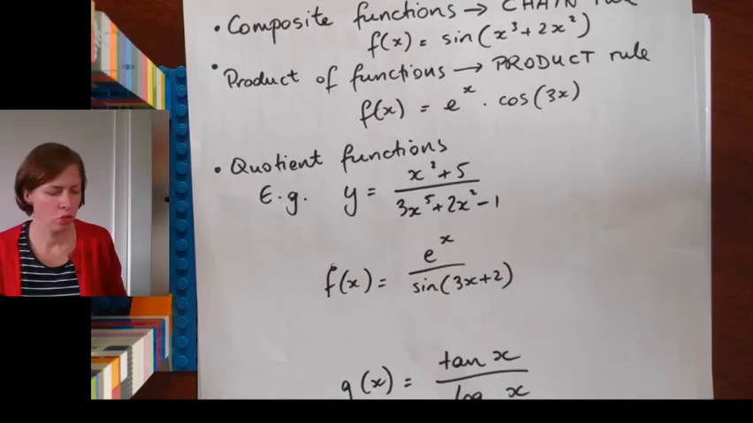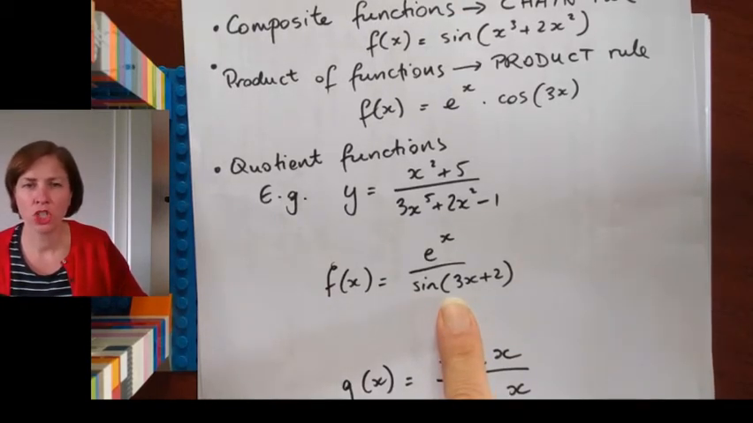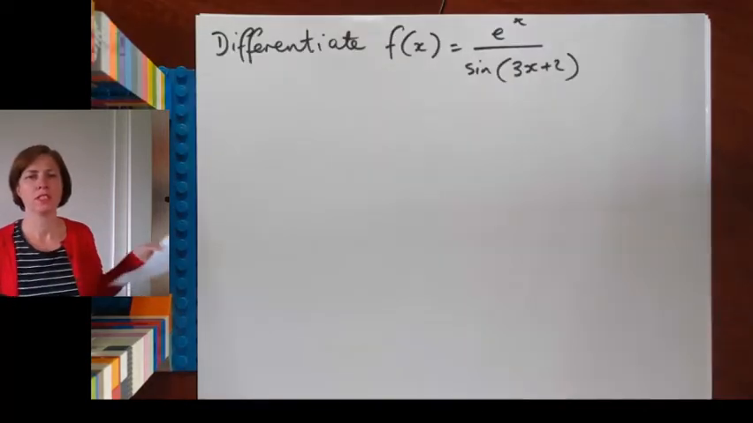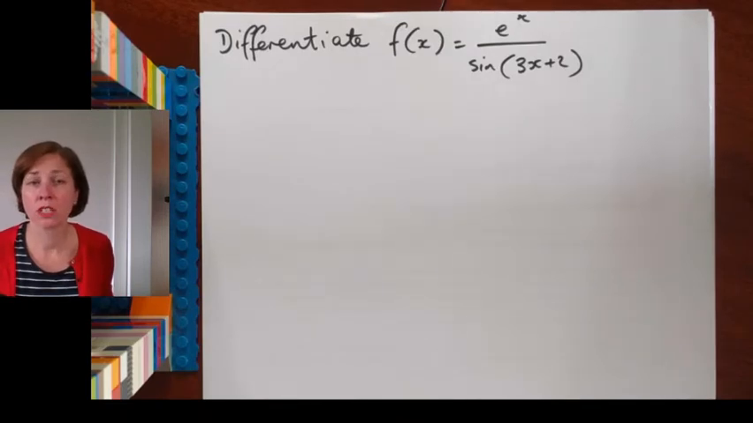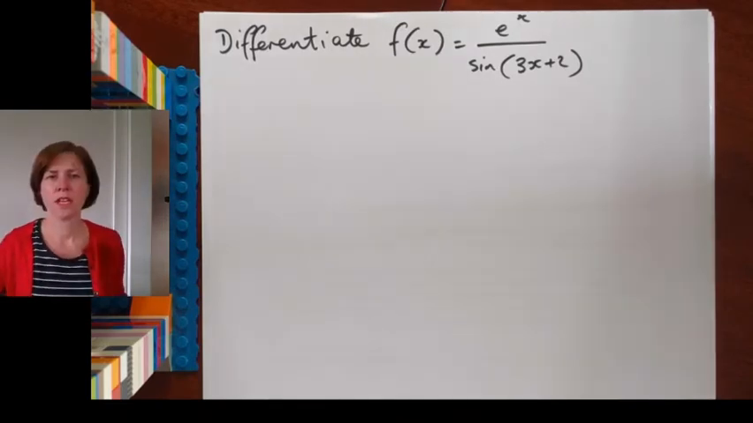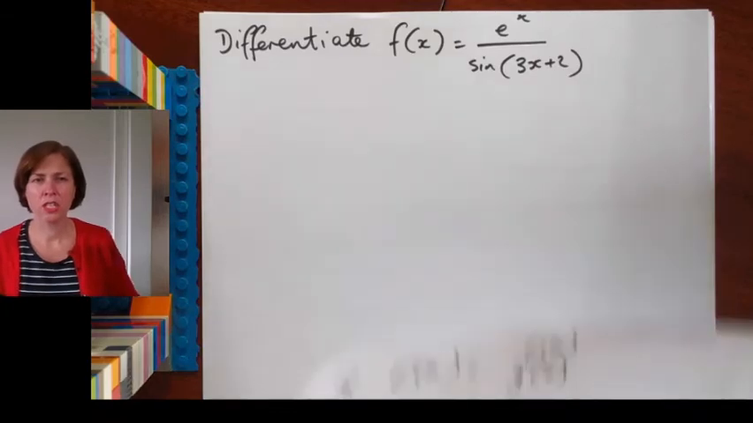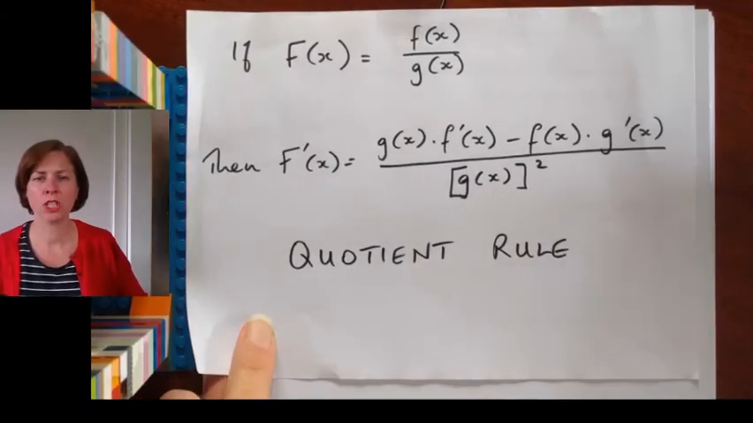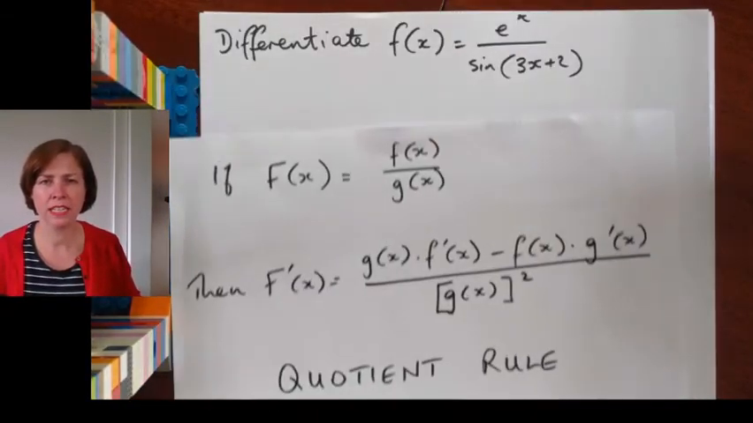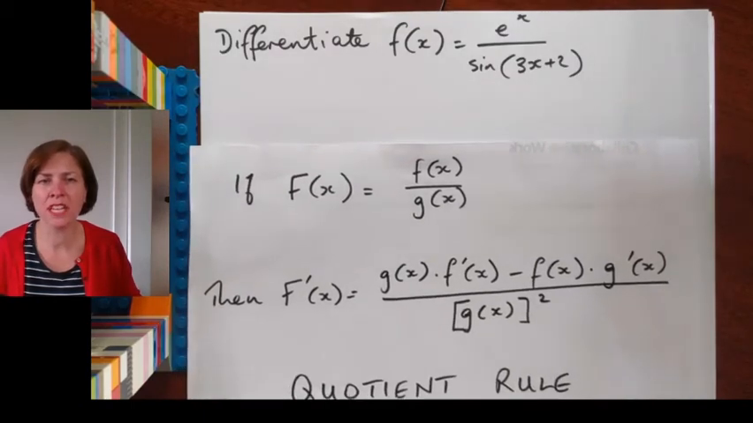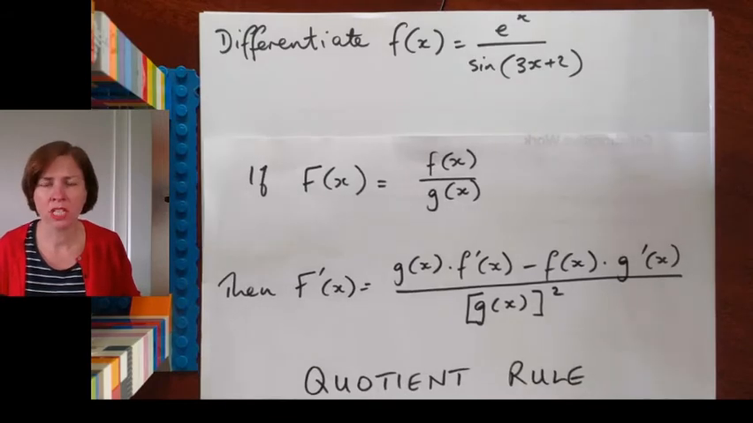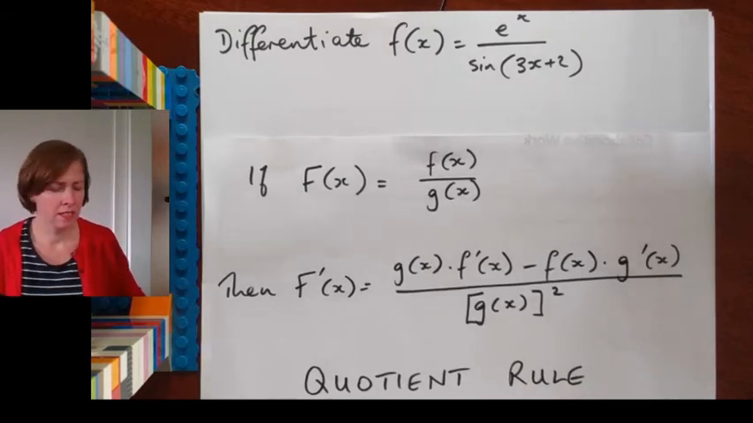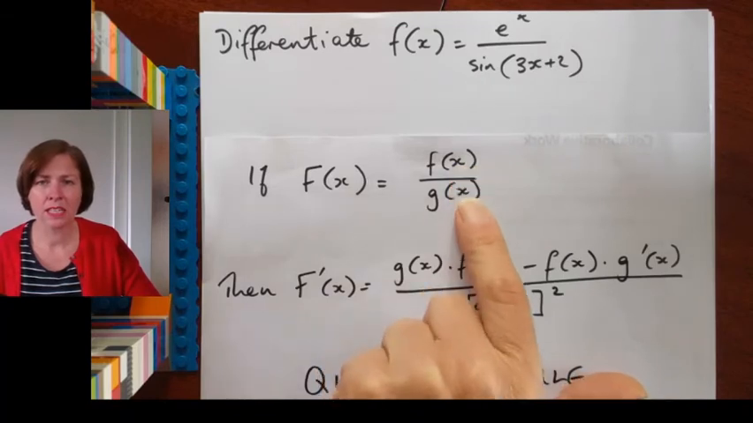Now I'm going to do an example from my first sheet, which is e to the power of x over sine 3x plus 2. So let's differentiate that using the quotient rule. This is in f of x notation, so I'm going to use this version. But if you want to redefine this and write let y equals and then use u and v, that also works. But I'm going to use this version.